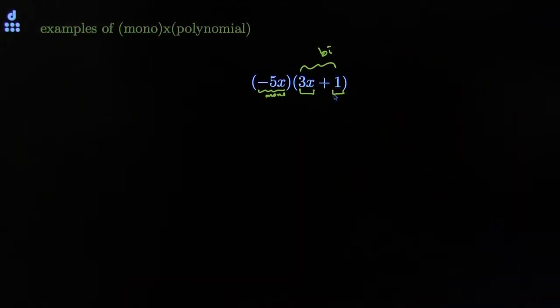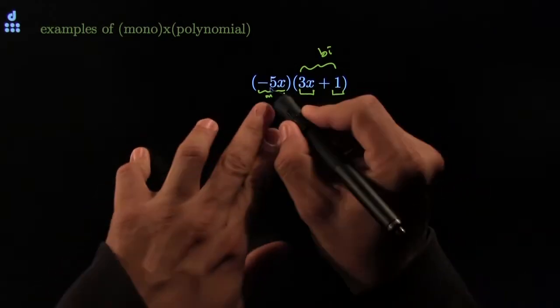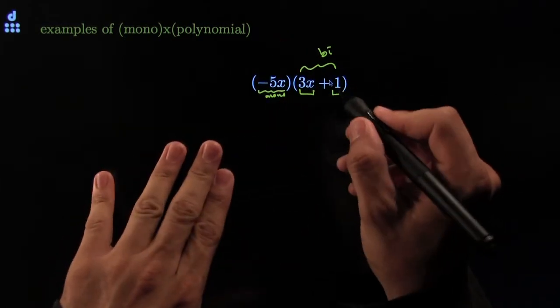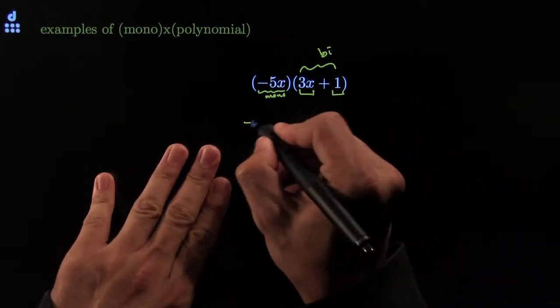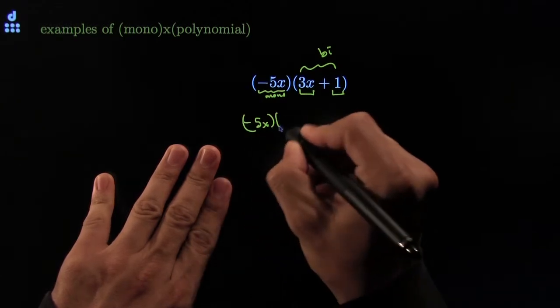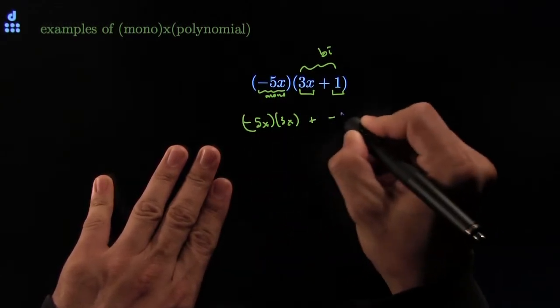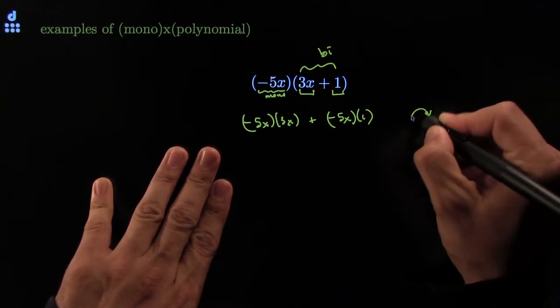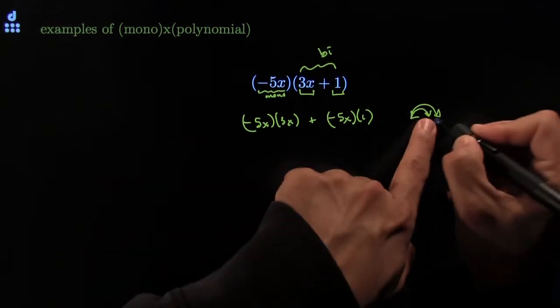The reason that's important to note is because that tells you exactly how many times you're going to be distributing. This thing will get distributed 2 times because there's 2 terms. It gets distributed once to each term. So this will be -5x times 3x plus -5x times 1. That, of course, is the famous distributive law. This is the symbol we have for distributive law.